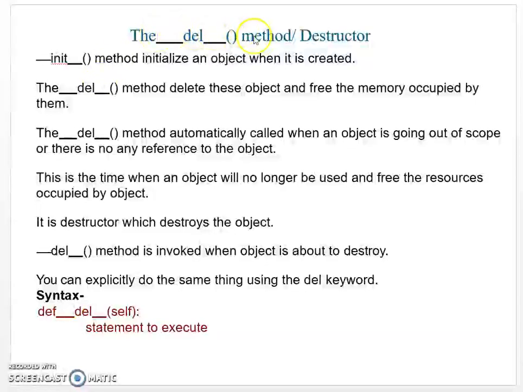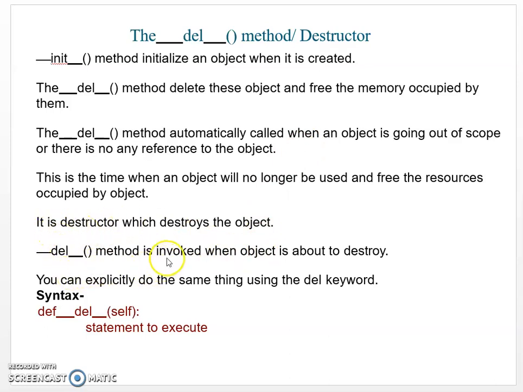Next is the del method or the destructor. The init method, or the constructors, are available to initialize an object when it is created. So the del method, or the destructors, are there to delete those objects or to free the memory occupied by that object. Whenever the object is out of scope or there is no reference to that particular object, that object will be deleted by the del method automatically.